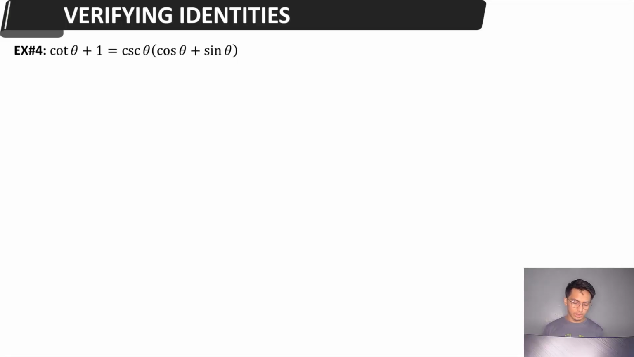Example number 4, given equation, cotangent theta plus 1 is equal to cosecant theta times the quantity of cosine theta plus sin theta. Anong side ng equation yung mas complicated? Ang pipili natin is ito. Kasi mas complicated siya sa paningin natin. Ito yung simplify natin ngayon. So this cotangent theta plus 1 is equal to, paanong gagawin natin?